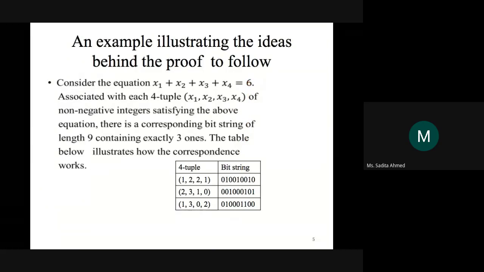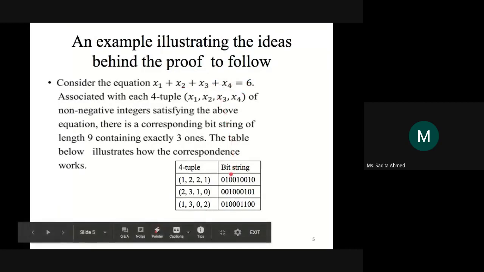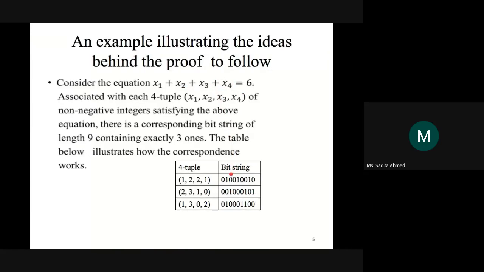So here, see what we are doing. We are representing all possible solutions of this equation using bit strings which have exactly n minus 1, that is 4 minus 1 is equal to 3 ones and 6 zeros. All solutions of this equation can be represented using bit strings which have 6 zeros and n minus 1, that is 4 minus 1 is equal to 3 ones. So 6 zeros and 3 ones. Does that make sense, guys?